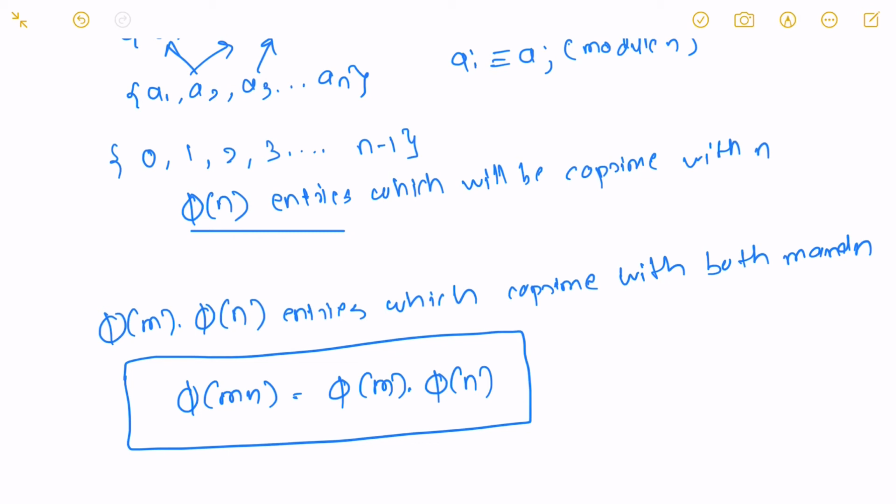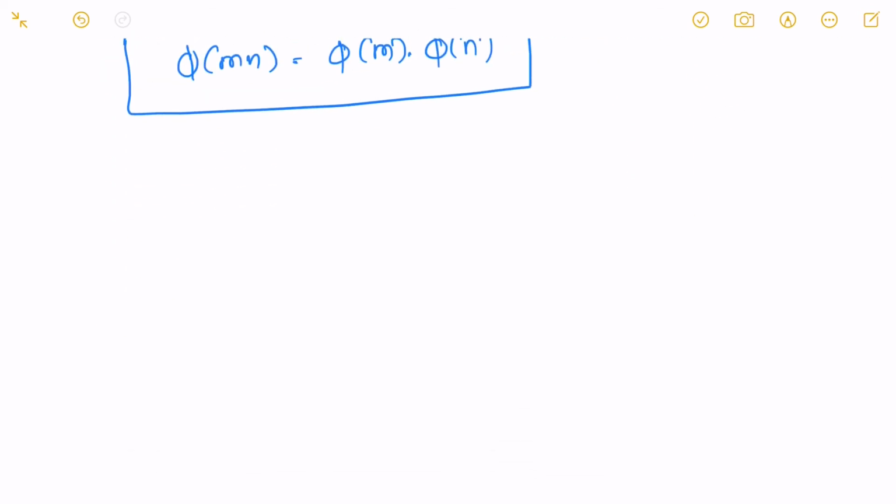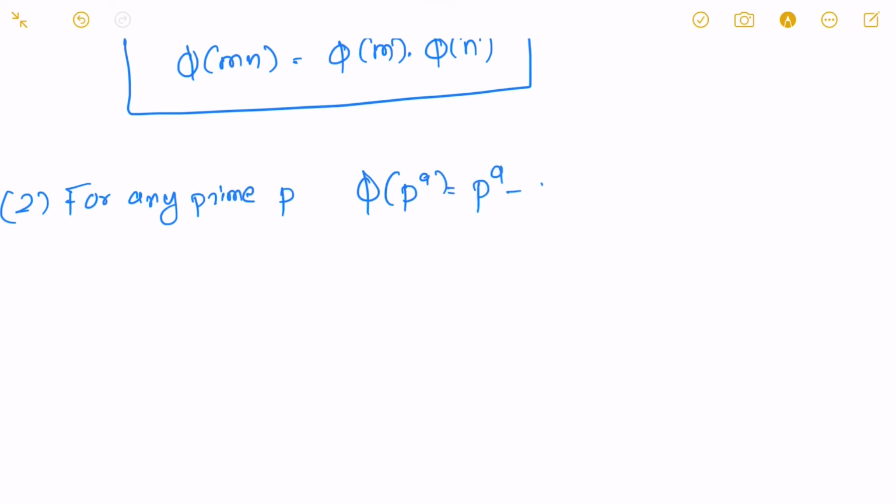So now let's move to another property which will also help us to prove the product formula for Euler's function. That property is actually very simple. The second property says that for any prime p, phi of p raised to a is equal to p raised to a minus p raised to a minus 1. So now we need to prove this. It states that if we want to find phi of a power of a prime, we can find it using the formula p raised to a minus p raised to a minus 1.